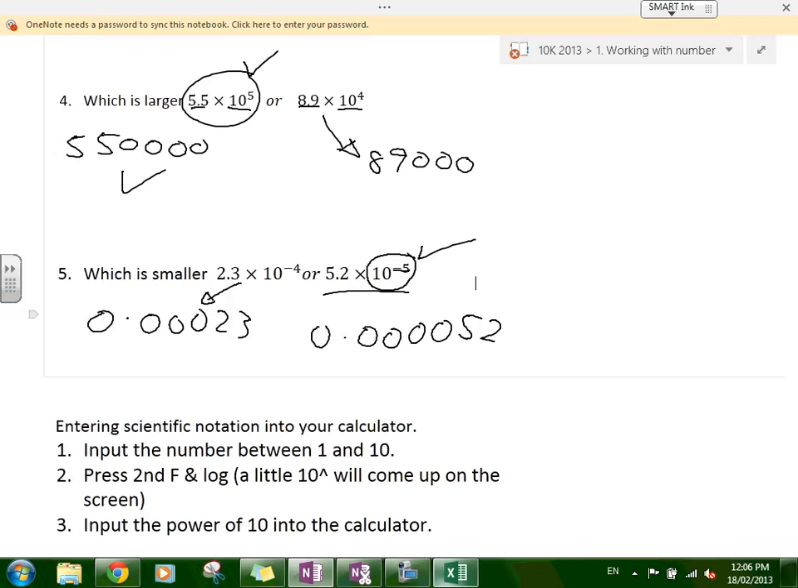So let's say I want to input this: 5.5 times 10 to the power of 5. What you do is 5.5 and then second function log, and a little 10 with an arrow next to it comes up. And then I just put the power of 10, which is 5. Press equals, you get 550,000.